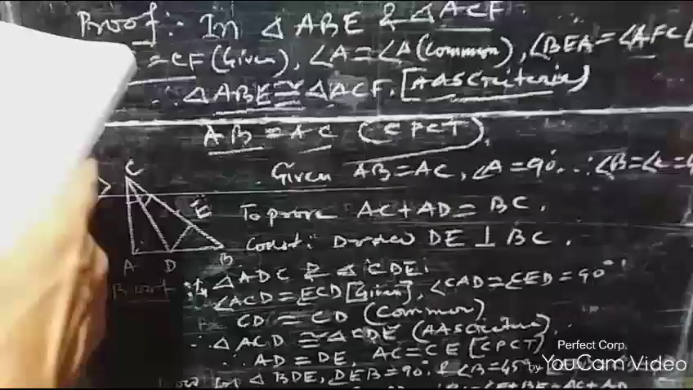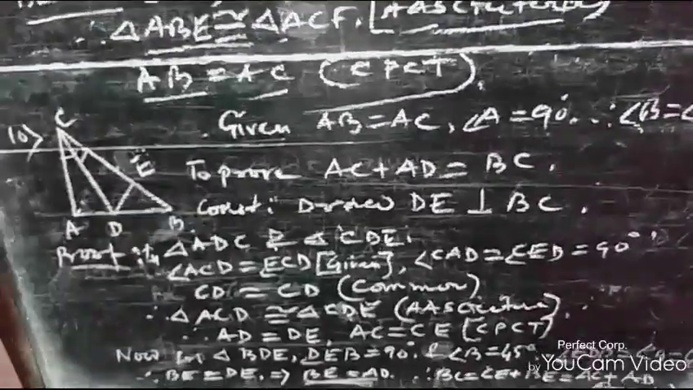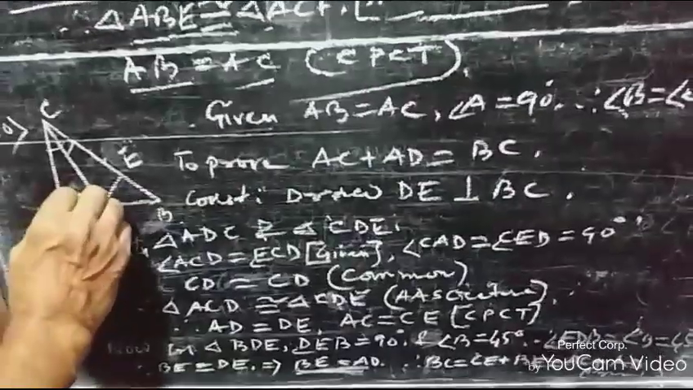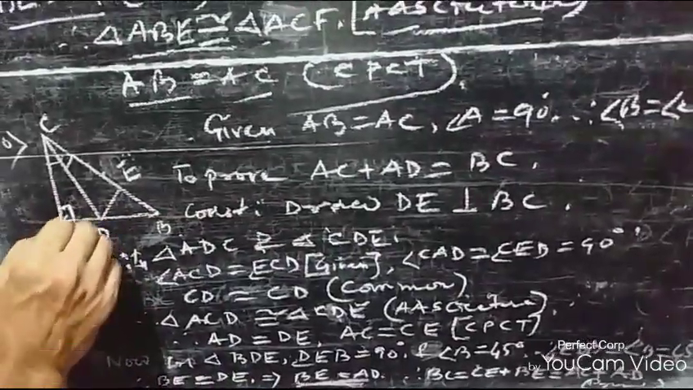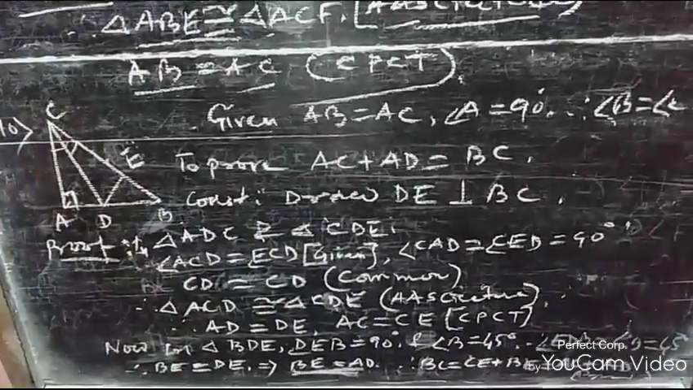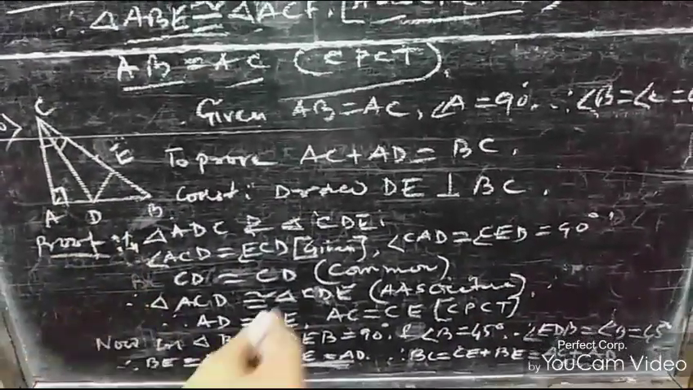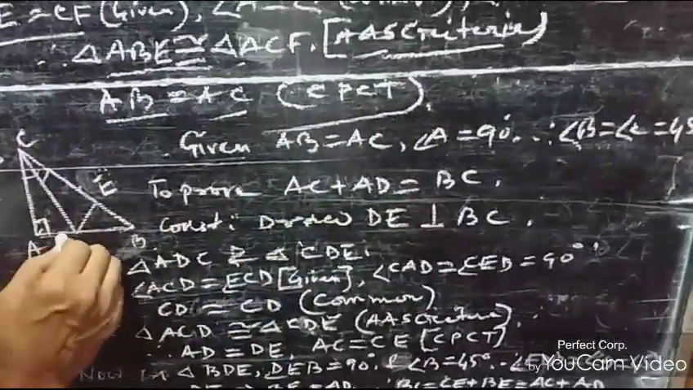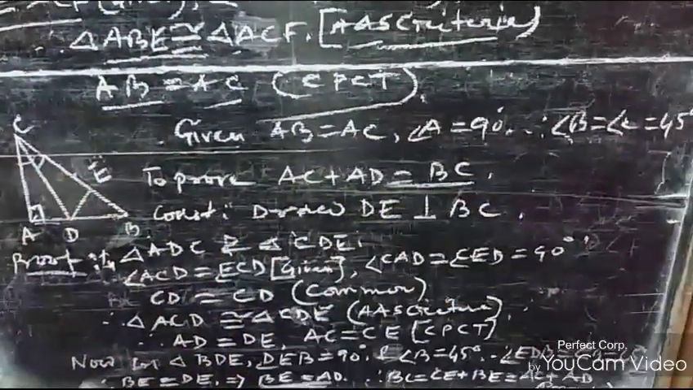Next is number 10. This is a good problem. Here it is given ABC is a right triangle where angle A is a right angle, and AB equal to AC is given. So we need to prove that AC plus AD equal to BC. We need to prove this one.